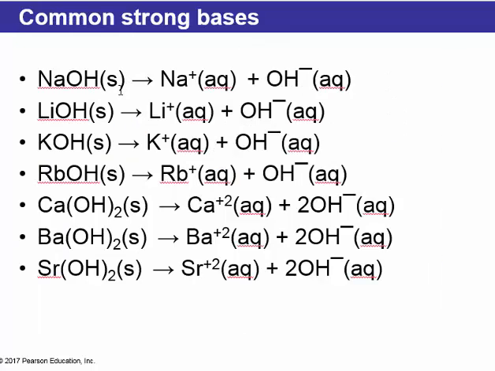We see that as ionic compounds, they are all solids at room temperature, and when they dissolve, they completely dissociate into the ions that comprise them. So the cation as well as hydroxide. And just notice that the group 2A cations have two hydroxides, since the group 2A cations have a +2 charge.